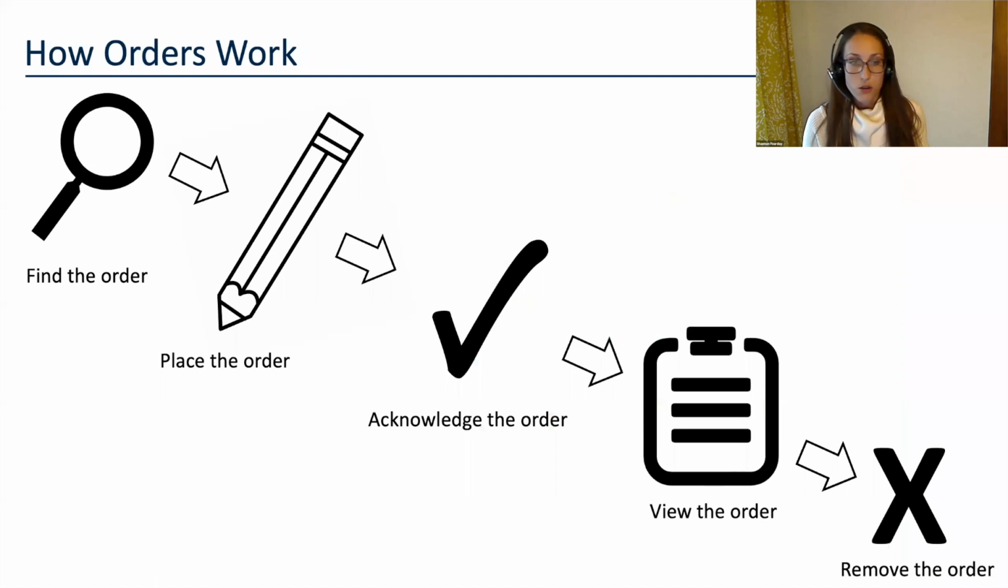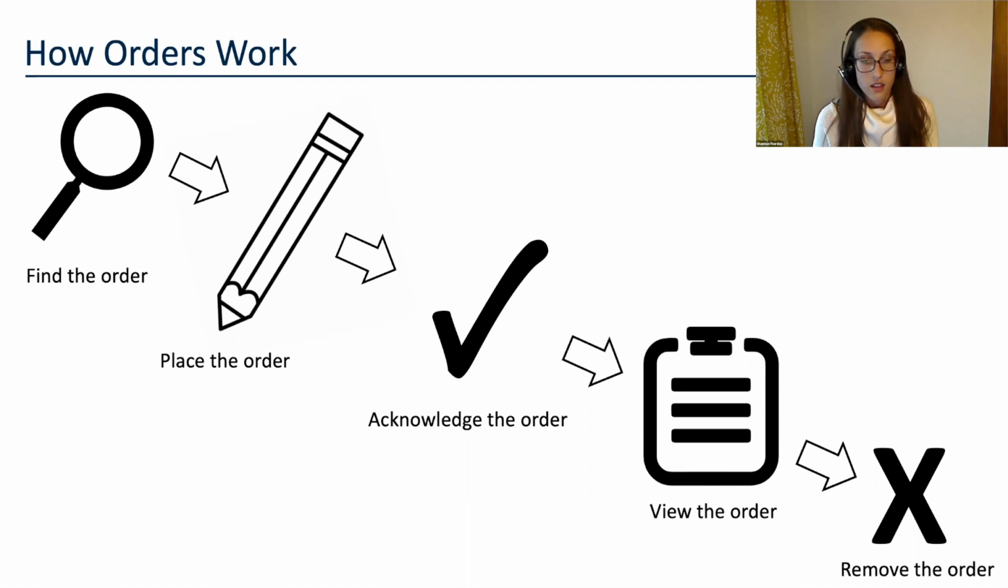Okay, so I'm going to give you a little more detail on how orders work. Someone has to be able to find the order, place the order, acknowledge the order, view the order, and then someone has to remove the order. Typically, someone just enters the order and doesn't think about how it looks downstream. They enter a bunch of text, you get a paragraph, and then someone has to figure out what they're supposed to do for this patient. It's typically very important information, so as a nurse, my goal is to make these orders a more consumable format for nurses.